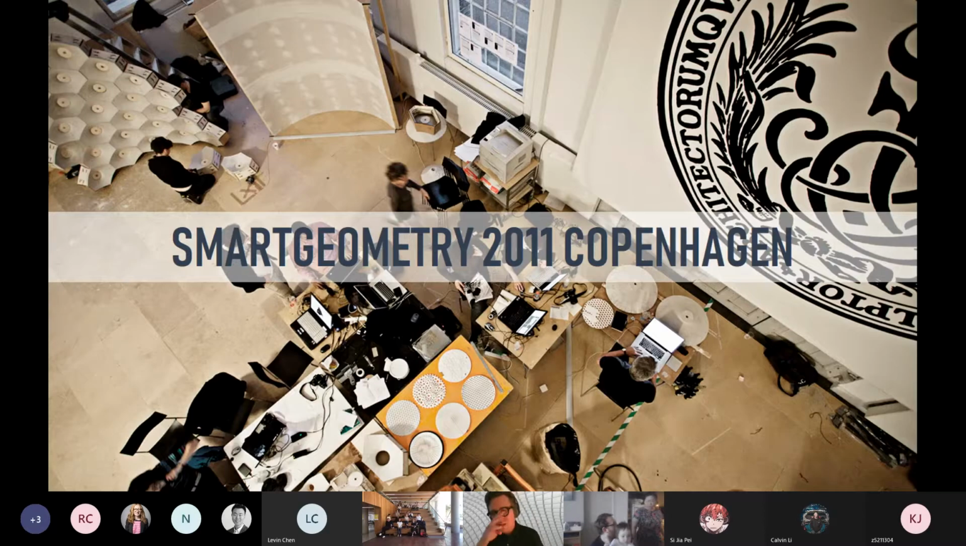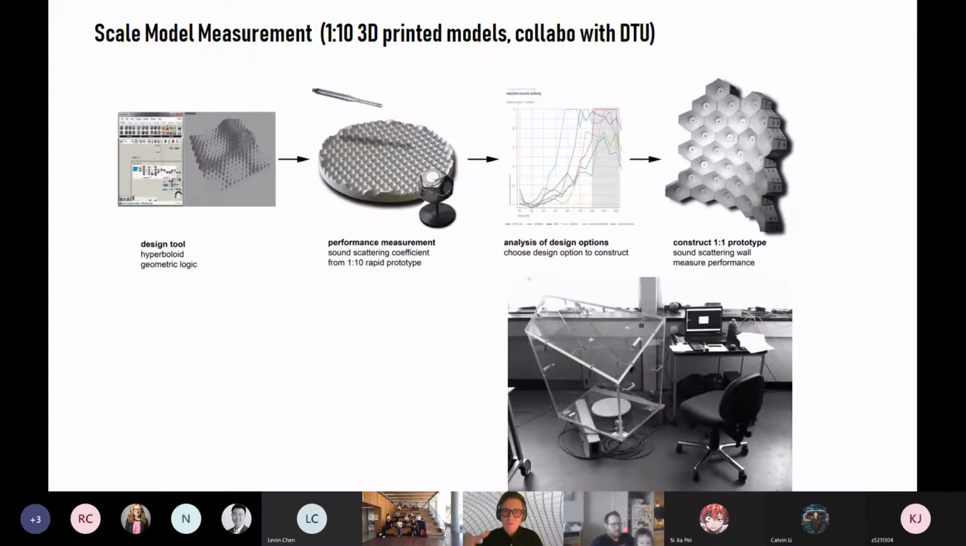And so at Smart Geometry in 2011, I had the chance to work with Mark and Jane on a workshop that we ran together that basically investigated this question of what does a hyperboloid sound like? You can see here we worked in a variety of different mediums: the large one-to-one prototypes at the top of the slide, the multiple laptops that were running simulations, and the scale models at the bottom. One of the ways that I was helping them investigate this question was through scale model measurements.